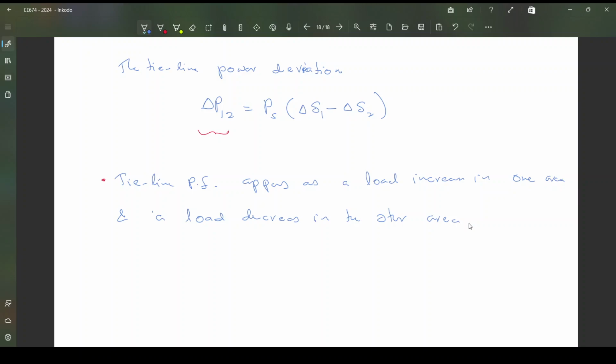For the two area network, depending on the direction of the power flow, you can see which area the load is increasing and which area the load is decreasing, right? And the direction of the power flow actually depends on the phase angle difference.